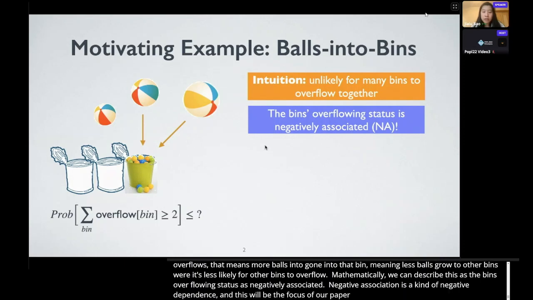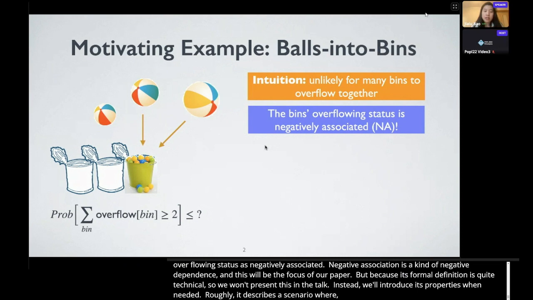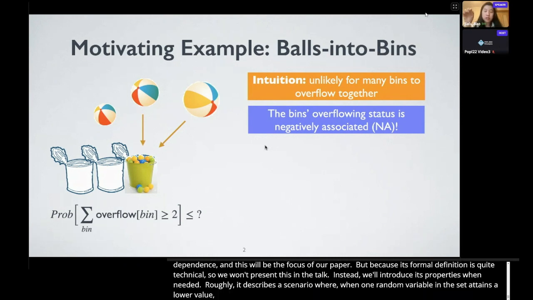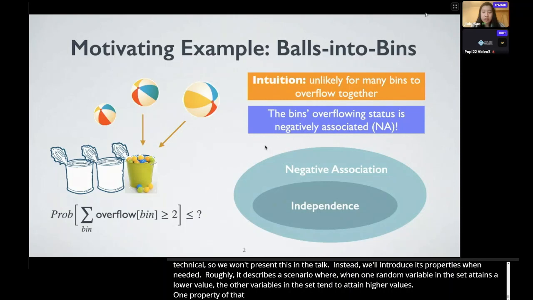But because its formal definition is quite technical, we won't present it in the talk. Instead, we'll introduce its properties when needed. Roughly, it describes a scenario where when one random variable in the set attains a lower value, the other random variables in the set tend to attain higher values. One property of that is that it generalizes independence. So independent random variables are negatively associated.